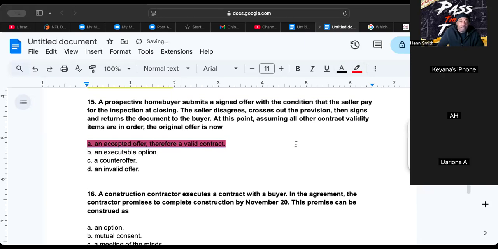Again, a prospective buyer submits a signed offer with the condition that the seller pay for a home inspection at closing. The seller disagrees, crosses out the provision, then signs and returns the document to the buyer. At this point, assuming all of the contract validity items are in order, the original offer is now, is it B, an executable option, C, a counter offer, or D, an invalid offer? We have to get rid of one of those and then we can answer it.